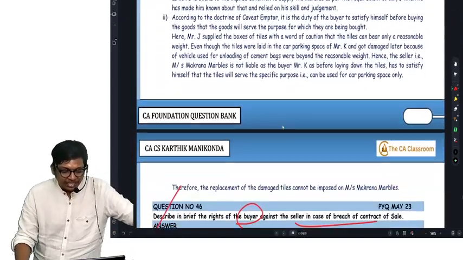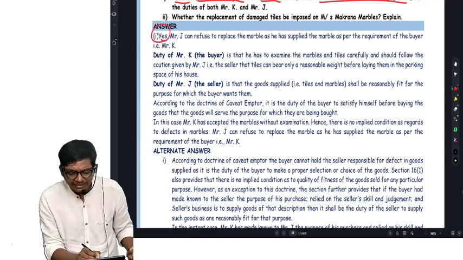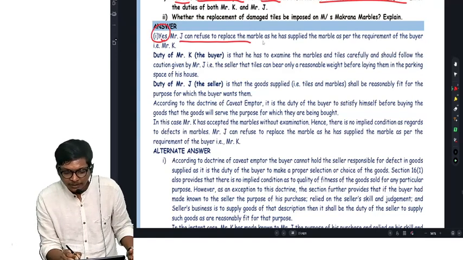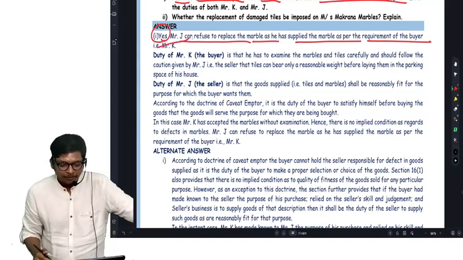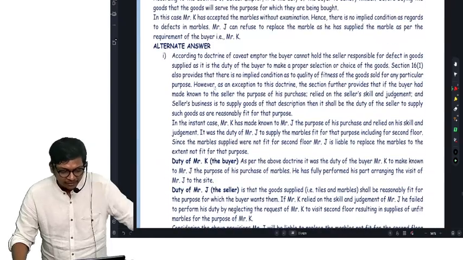Common sense answer only is the main answer. They have given both alternatives. First, yes, J can refuse to replace the marble as he supplied the marble as per the requirement of the buyer. Here they are going as per description. Let me go to the second alternative answer.